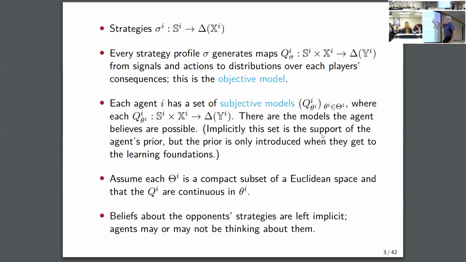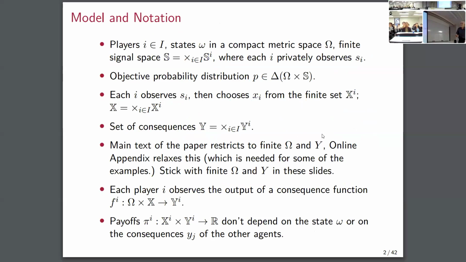Can I see the previous slide? Last, second last line. Right. So the argument of F_i is omega under the strategy profile. Yes. Right, so it's an action profile. X isn't a strategy profile, it's an action profile. So what player i is going to see can depend on what other people do.